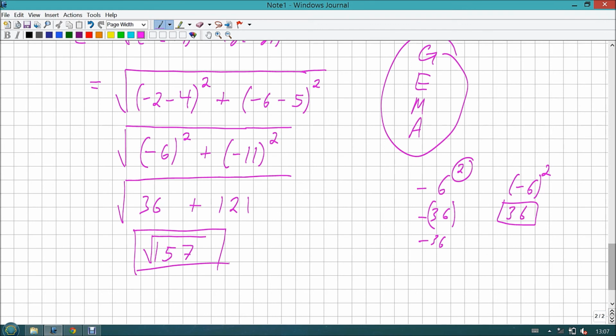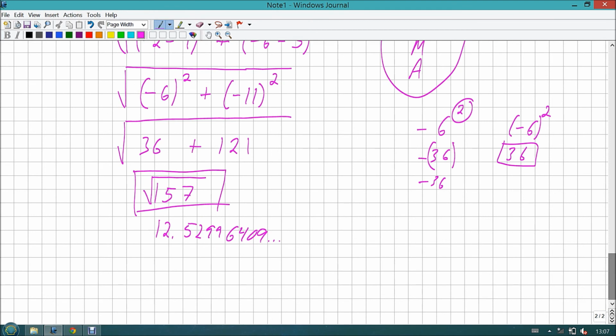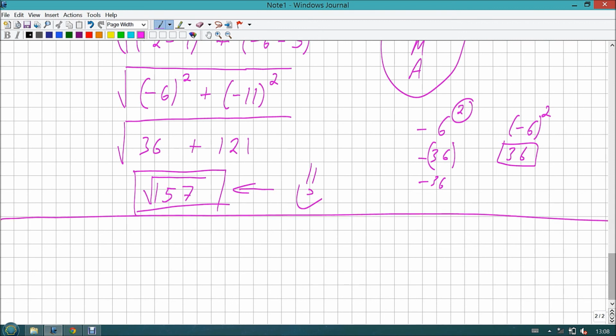If you wanted a decimal equivalent answer, you would probably require a calculator. Pulling out my calculator, I get 12.52996409, and it keeps going for all eternity. I don't know about you guys, but I do not want to keep on writing for all eternity. So leaving it in this format is good. Putting it into decimal format, unless you have to use it somewhere else, is not so good. So leave it in its simplest form. Leave it as the square root of 157. We can't really do anything with it. Just leave it as that. You will find it makes your life infinitely easier, especially in upper division mathematics.